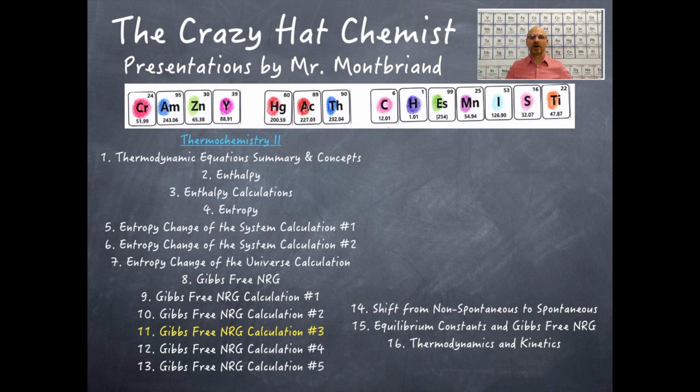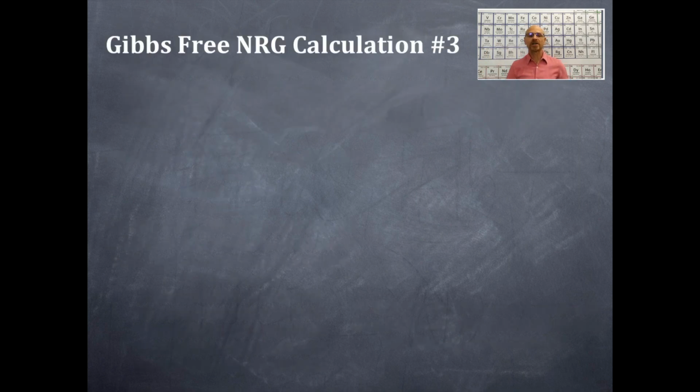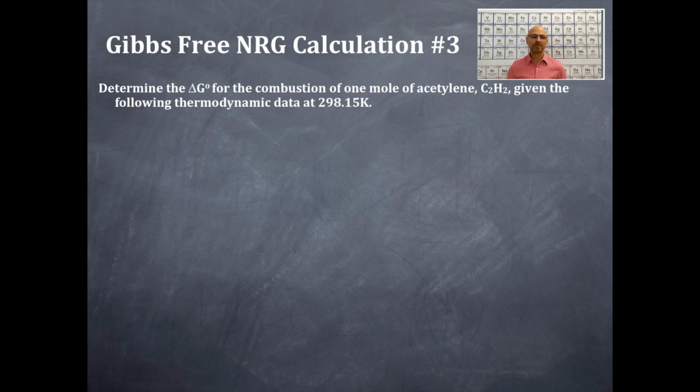So another video here on Thermochemistry Part 2. Bam! So today we are talking about Gibbs Free Energy calculation number 3. Alright, so let's get moving on that. We're going to determine the delta G naught, that's Gibbs Free Energy, for the combustion of 1 mole of acetylene, that's C2H2, given the following thermodynamic data at 298.15 Kelvin, that's 25 degrees Celsius.